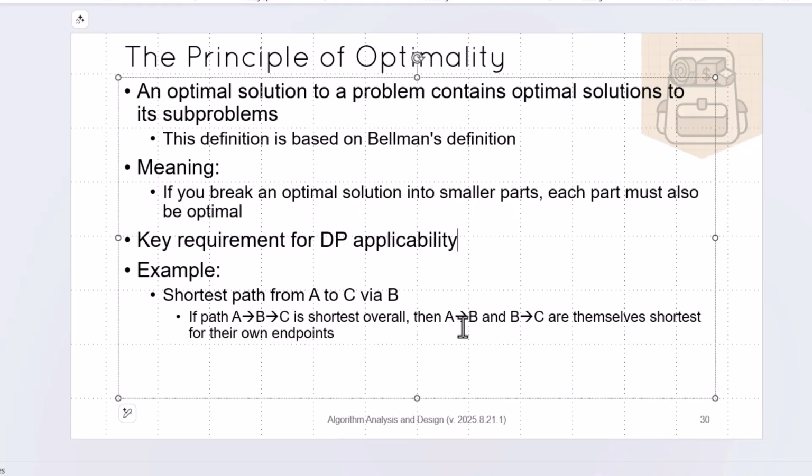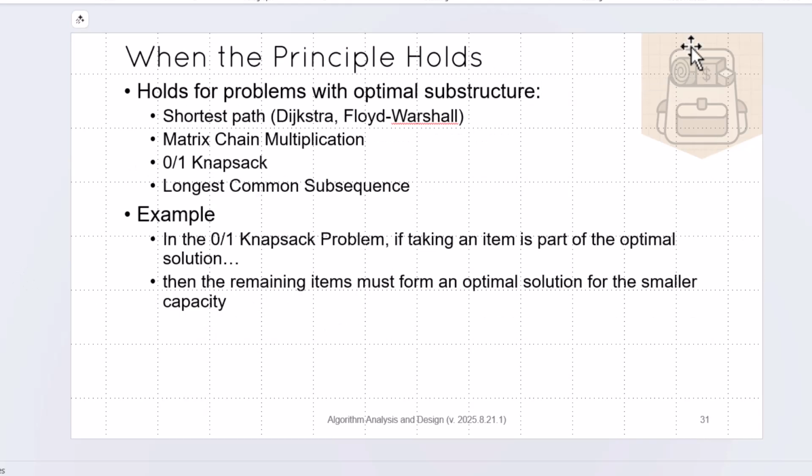It can't be, because that means there's a better path from A to B, which means that would make the overall ABC shorter as well. Okay? So when does this principle hold? It holds for problems with optimal substructure. So shortest path, like Dijkstra's algorithm or the Floyd-Warshall algorithm, matrix chain multiplication, 0-1 knapsack, longest common subsequence, which we'll see more of with the knapsack.